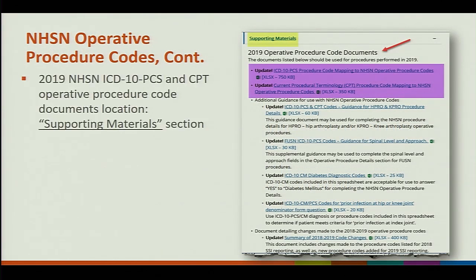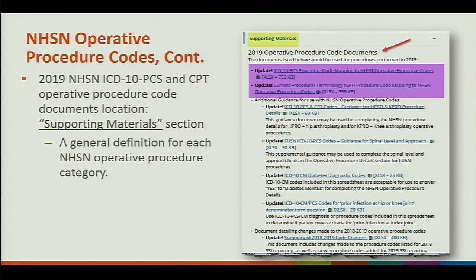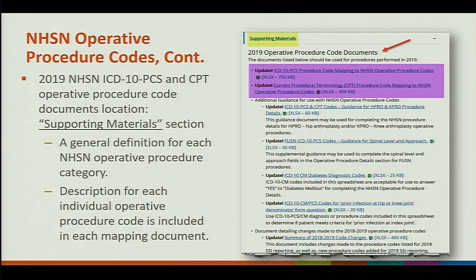Now, you will find all operative procedure code documents for 2019 under the Supporting Materials tab that is found on the SSI landing page. For the main 2019 guidance documents, a general definition is provided for each category, as well as a description for each individual procedure code. For FUSN, HPRO, and CAPR, there are supplemental guidance documents that are under supporting materials as well. We'll talk a little bit more about these. Additionally, the ICD-10 CM diagnosis code document is found here and can be used to answer the diabetes question on the denominator for procedure form. So just remember, supporting materials is where you want to look for your operative procedure code documents.